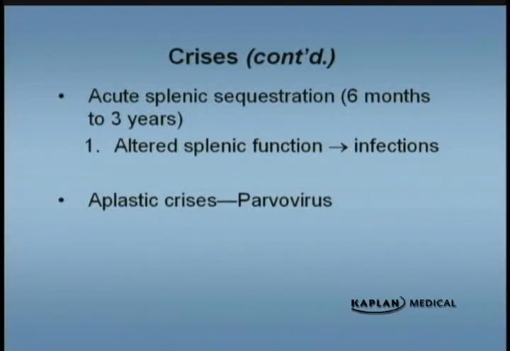Again, the spleen pretty much autoinfarcts and splenectomizes itself, and that puts them at higher risk for infections. And they are also at high risk for an aplastic crisis, particularly with parvovirus. So patients who have underlying hematologic disorders are at higher risk to have problems with parvovirus B19. In most children, that's a very benign disease. In children with underlying hematologic problems, they can have an aplastic crisis.